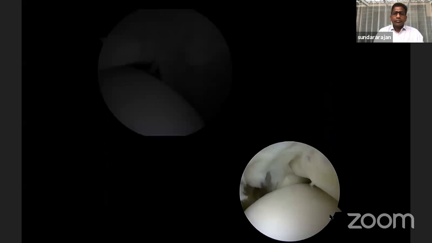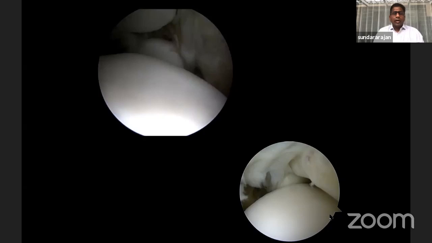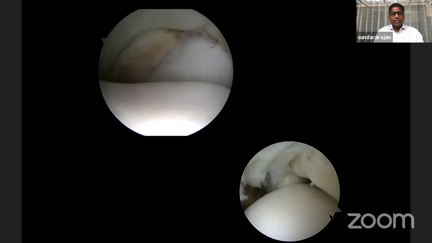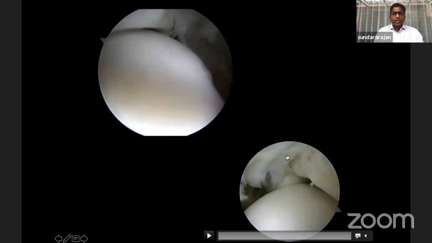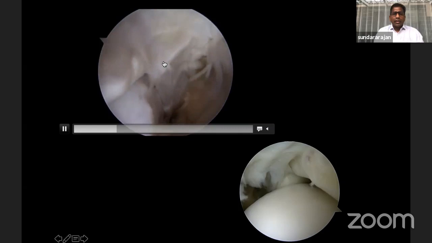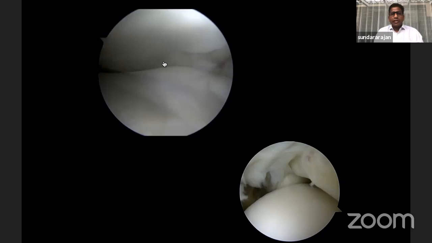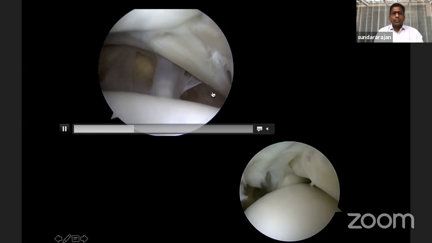Once you go inside the joint, you'll be able to see the tibiotalar joint. What you see down is the talus, and you can see the convex surface. What you see on the upper surface is the tibia. You are seeing through the medial side, and this is the syndesmosis of the ankle joint. You can see the white structure, the anterior inferior tibiofibular ligament, and you see the lateral gutter over there. Once you see the syndesmosis and the anterior inferior tibiofibular ligament, you see the posterior joint.